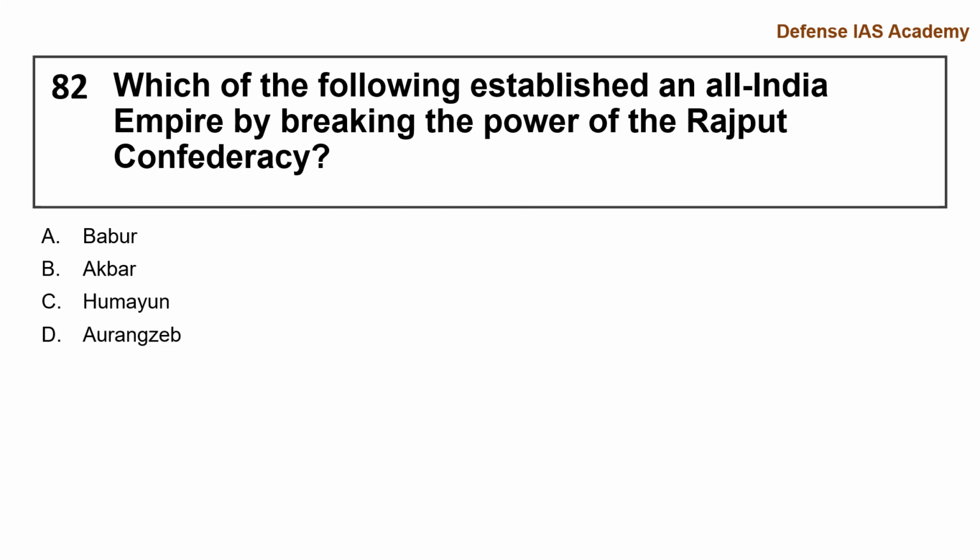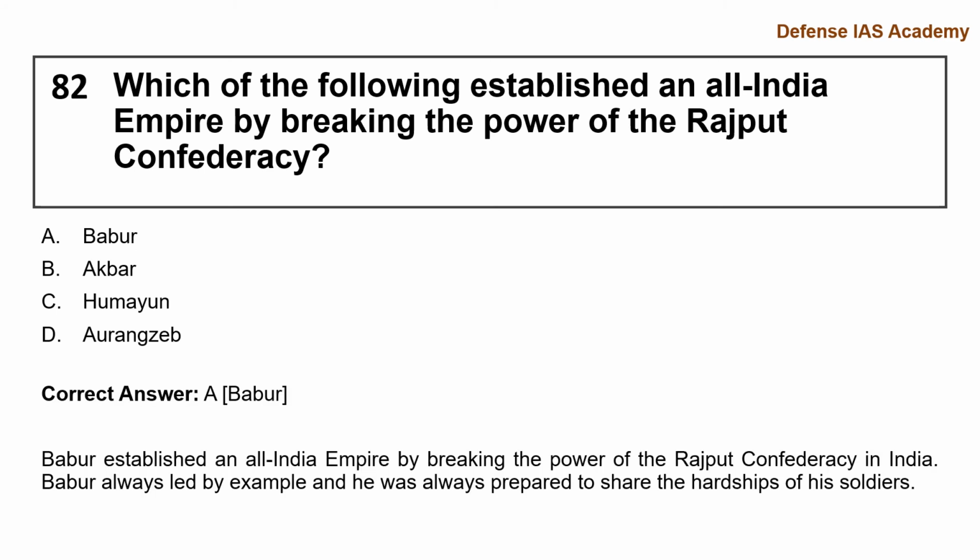82. Which of the following established an all India empire by breaking the power of Rajput Confederacy? The correct answer is option A, Babur. Babur established an all India empire by breaking the power of the Rajput Confederacy in India. Babur always led by example, and he was always prepared to share the hardships of his soldiers.